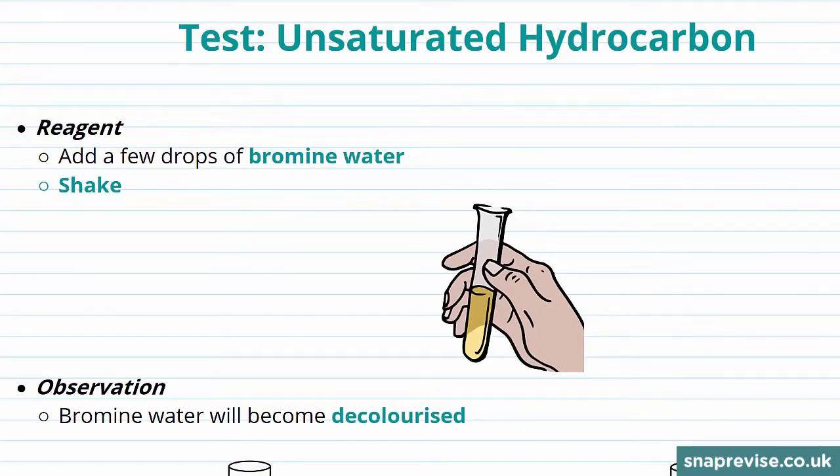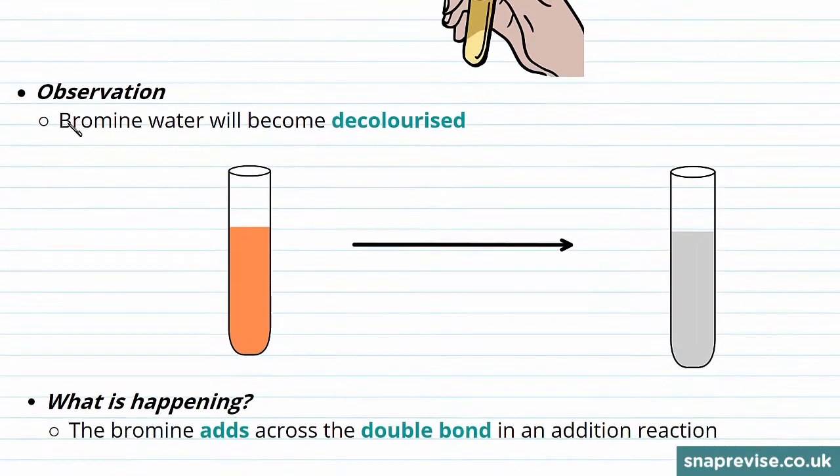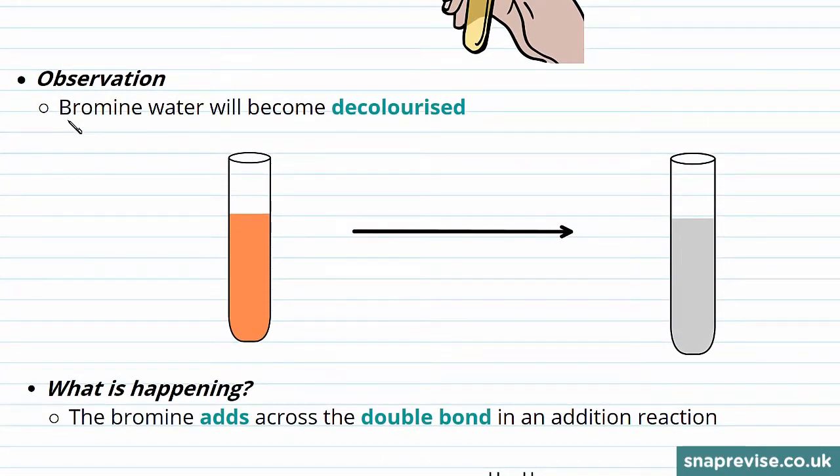The first test we're going to have a look at is a test for an unsaturated hydrocarbon. The reagents we'll use for this test are that we'll add a few drops of bromine water to our suspected unsaturated hydrocarbon and we'll shake. The observation that we'll make if we do indeed have an unsaturated hydrocarbon, so a positive outcome, will be that the bromine water becomes decolorized. We'll see a colour change from orange-brown to colourless.